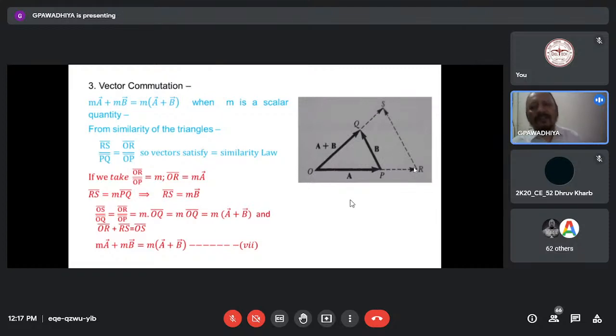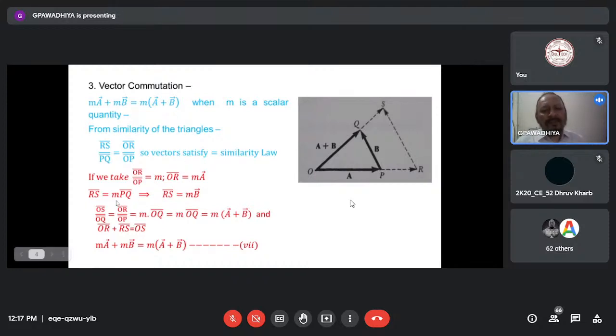Now here we have drawn two triangles. One is the external triangle ORS, another is the internal triangle OPQ, and here the similarity law is satisfied because the angles are the same. So from the similarity we can say that RS over PQ is equal to OR over OP. Now OR over OP is a ratio, small m, that is the scaling factor, a scalar value. So from this we find that OR is m into A.